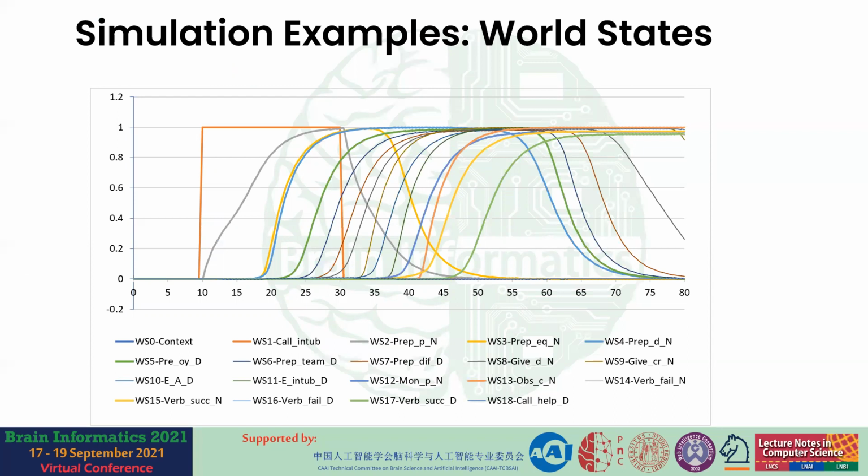So this is showing the world states. The activation means that the state is actually happening. For example, a call for intubation is starting on top, and this puts into motion all the other states in the model. As you can see by this WS17 that is happening around timestamp 50, the verbalization of the success by the doctor is activated. So that means that this is a successful attempt.